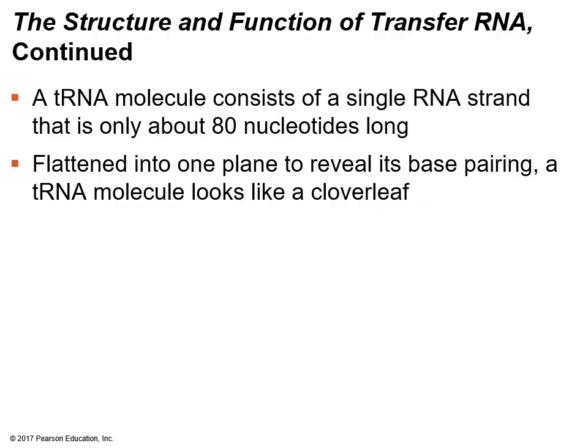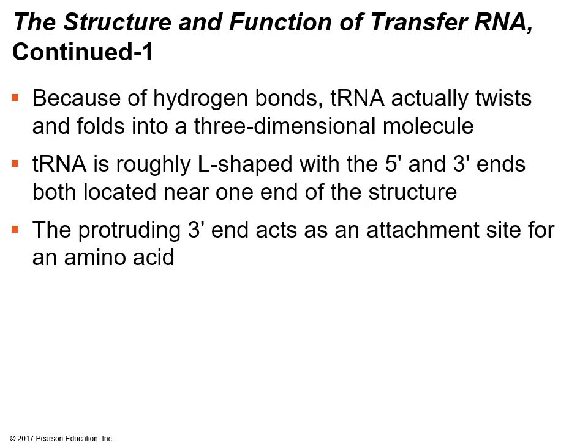A tRNA molecule consists of a single RNA strand that is only about 80 nucleotides long, flattened into one plane to reveal its base pairing. A tRNA molecule looks like a clover leaf. Because of hydrogen bonds, tRNA actually twists and folds into a 3-dimensional molecule. tRNA is roughly L-shaped with the 5' and 3' ends both located near one end of the structure. The protruding 3' end acts as an attachment site for an amino acid. So that's the top part.